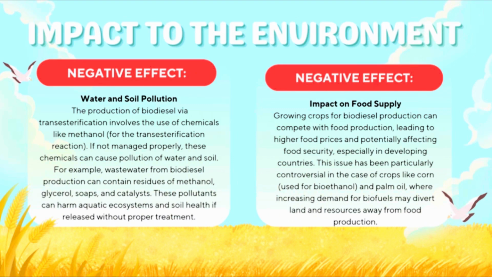And the next one is impact on food supply. Growing crops for biodiesel production can compete with food production, leading to higher food prices and potentially affecting food security, especially in developing countries. This issue has been particularly controversial in the case of crops like corn, used for bioethanol, and palm oil, where increased demand for biofuels may divert land and resources away from food production.